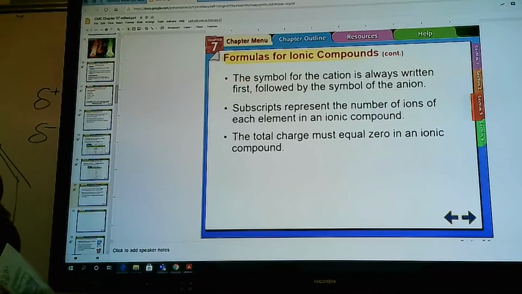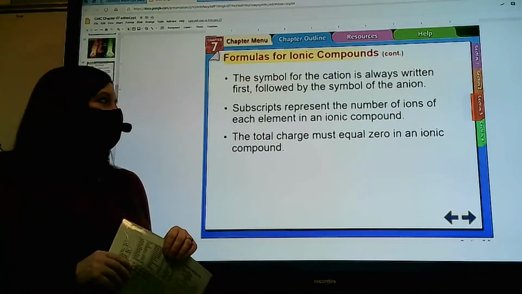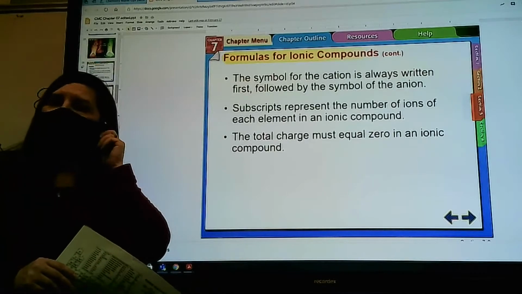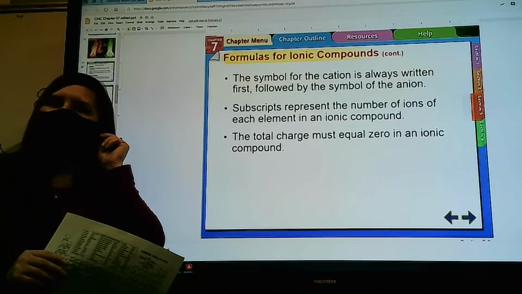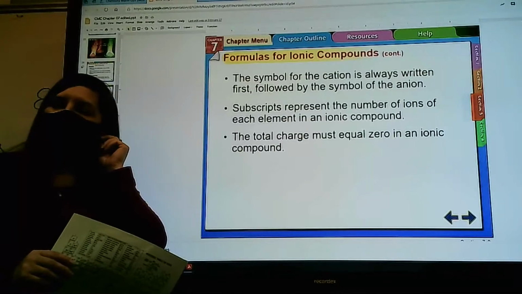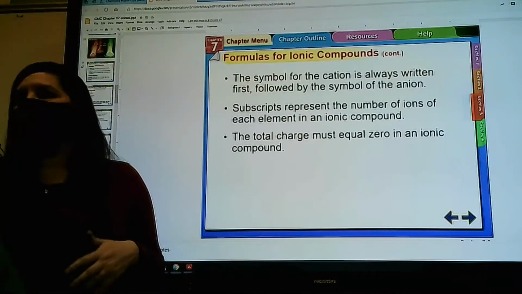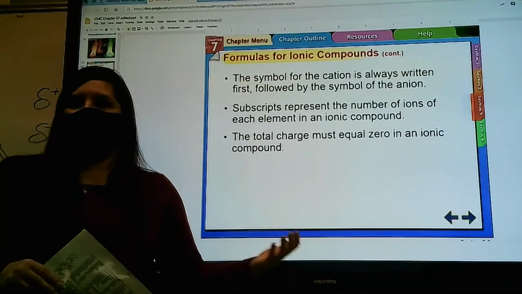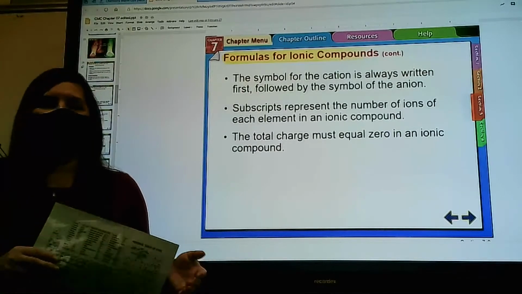Okay, so how we write formulas for ionic compounds. We're always going to write the cation first, which is generally what type of element? Metal. It is always a metal normally. So we write metals first, or cations first. Then we follow it by the anion. We do this in formula writing and naming.